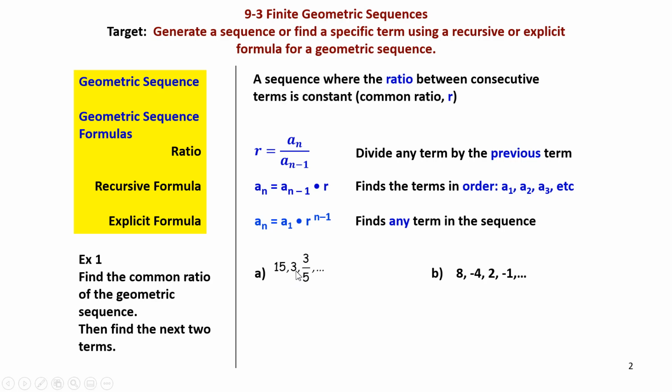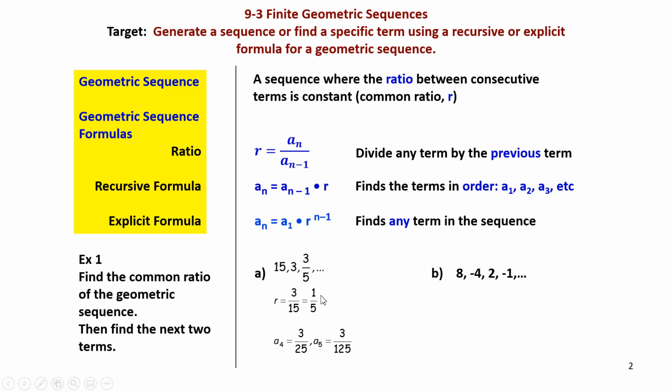We're going to take any term in the sequence, like 3. We're going to divide it by the term before it. Our ratio is 1/5. So if I multiply by 1/5, I get the next term in the sequence. It says then find the next two terms. Well, this is a sub 1, a sub 2, and a sub 3. For me to find a sub 4, I'm going to need to take a sub 3, and multiply it by 1/5. So there's a sub 4, 3/5 times 1/5.